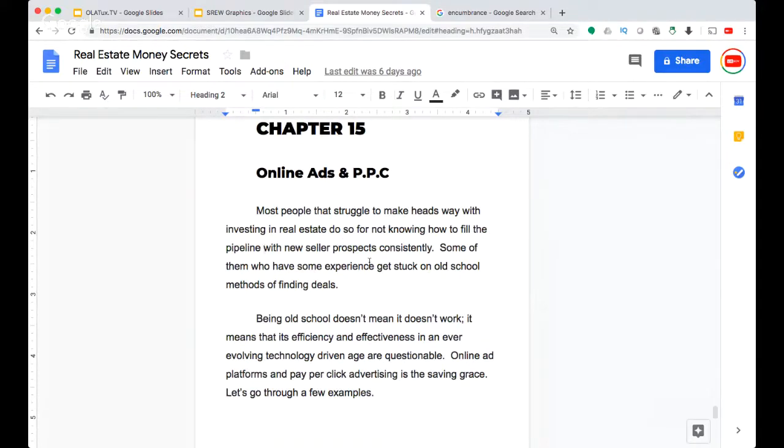All right, so let's get into this. Online ads on PPC. Most people that struggle to make headway with investing in real estate do so for not knowing how to fill the pipeline with new seller prospects consistently. Some of them who have some experience get stuck on old school methods of finding deals.